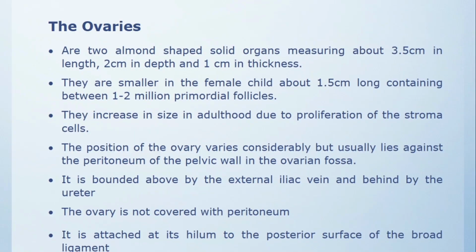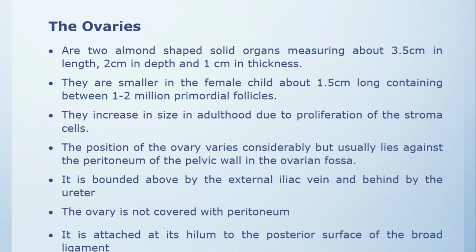The ovaries are the fourth part of the internal genitalia. There are two almond-shaped solid organs, measuring about 3.5 centimeters in length, 2 centimeters in depth, and 1 centimeter in thickness. There is one on the left, and one on the right. They are smaller in the female child, about 1.5 centimeters long, containing between 1 to 2 million primordial follicles. They increase in size in adulthood due to proliferation of the stroma cells.